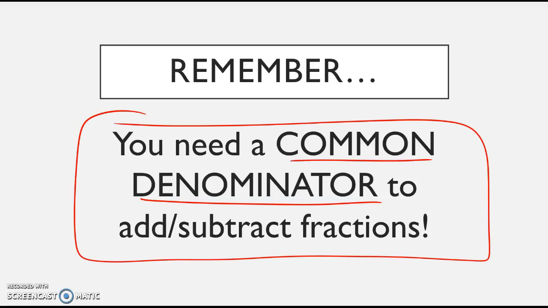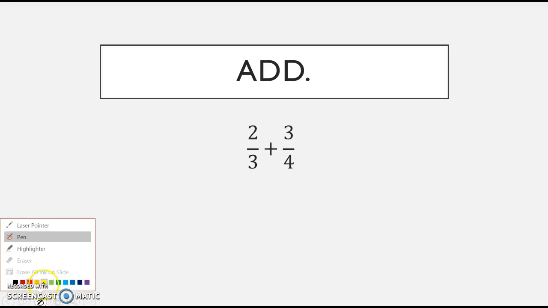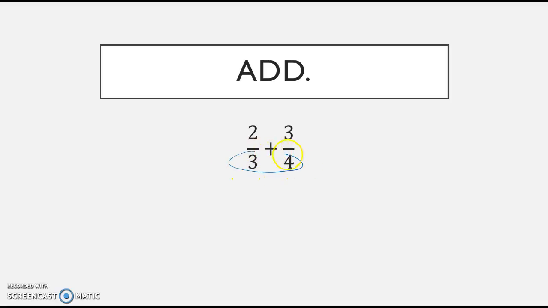Now we're going to continue on and begin practicing. So we are going to start by just adding some fractions. I want you guys to write this original problem down. 2/3 plus 3/4. Go ahead and write that original problem down. Now what we need to do is find a common denominator. Right now 3 and 4 are not the same number, so we need to think about a common denominator.